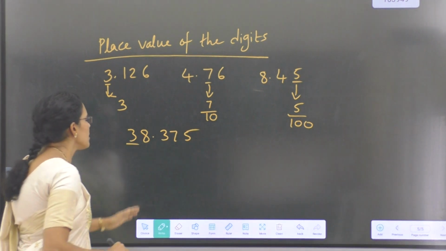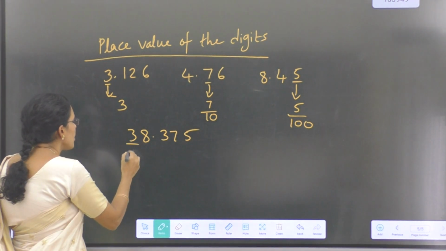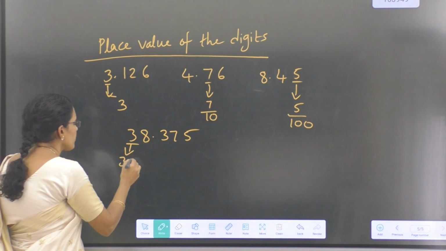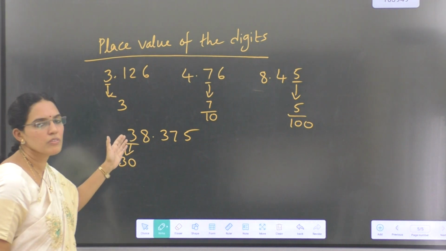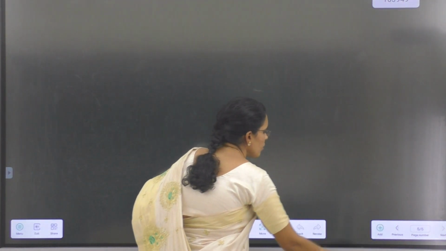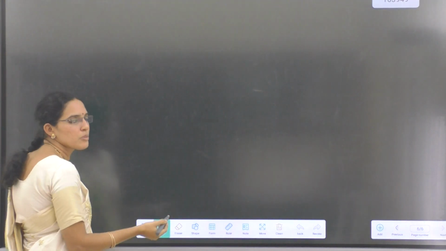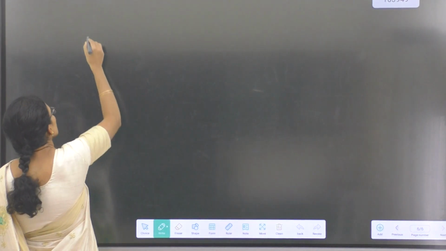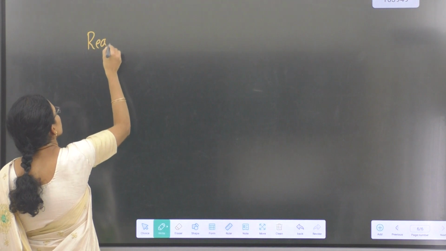3 is there in tens place. Value of this 3 is 30. This is how we write the place value of the digits depending on its place. Now we will see how we read the decimal numbers.